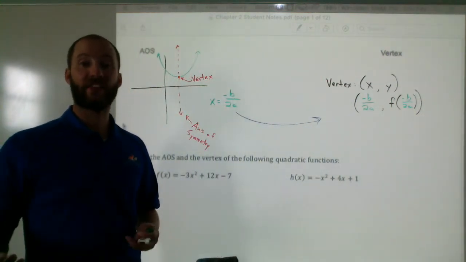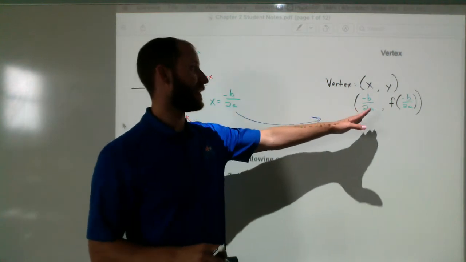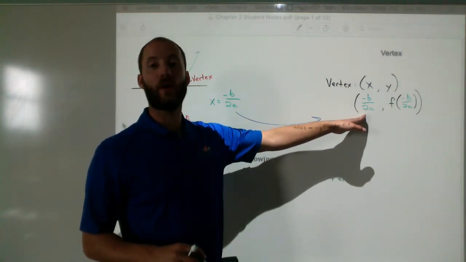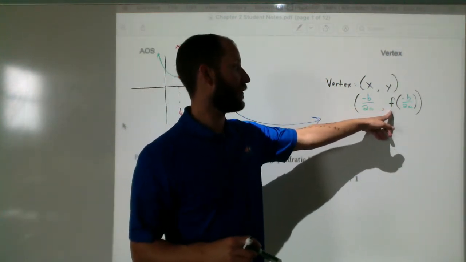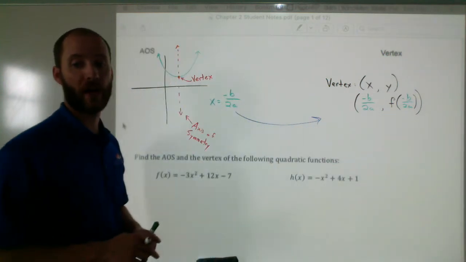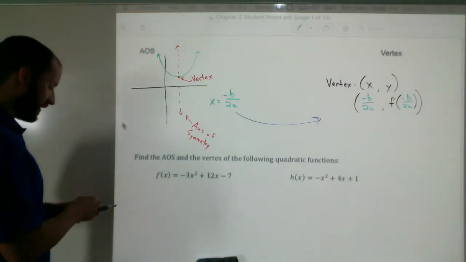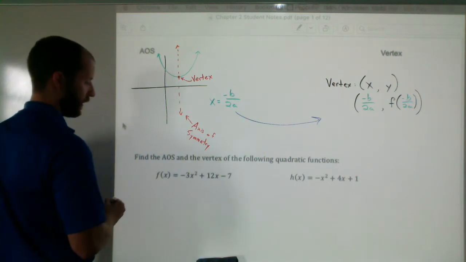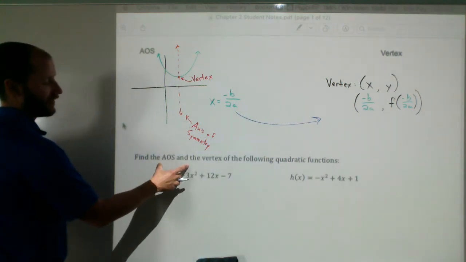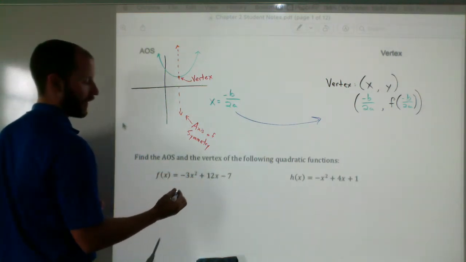So whatever your axis of symmetry is, that is the x-coordinate of the vertex. Go ahead and plug that into the function f, and that'll give you your y value. So to kind of see this in action, all right, find the axis of symmetry and the vertex of the following quadratic functions.